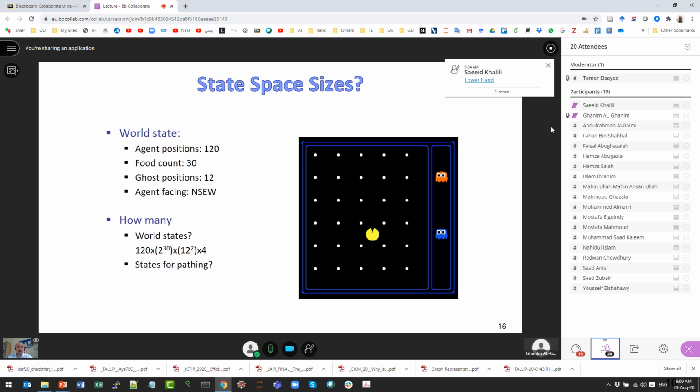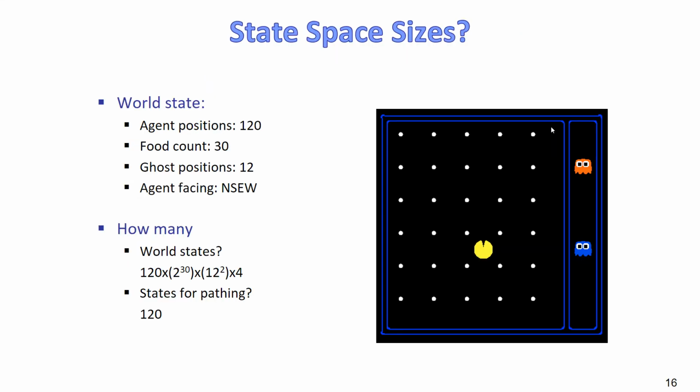the north, east, west. So do we care about that? We don't care about that. We care about going from one position to another. We didn't specify that, for example, the agent has to be facing north or east or anything. We don't care. So if that's the case, we don't care about the face of Pac-Man. Then it's only 120 for the positions of Pac-Man, right?